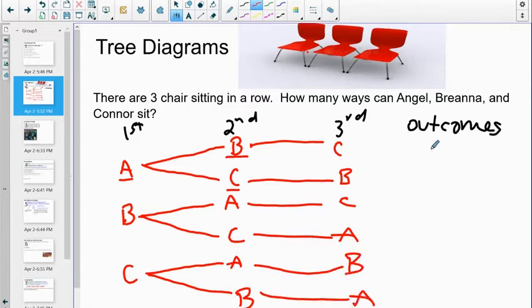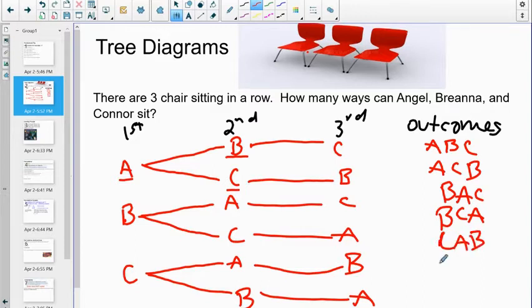Now our outcomes, we could have A, B, C, and so on. Again, this should be really repetitive here. By now you guys will have had a lot of practice with tree diagrams. So now we have our 6 different outcomes.